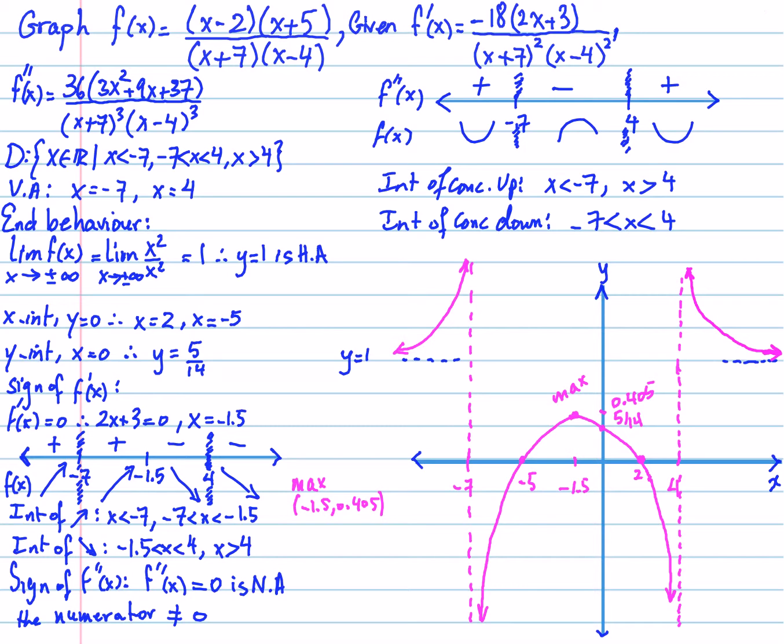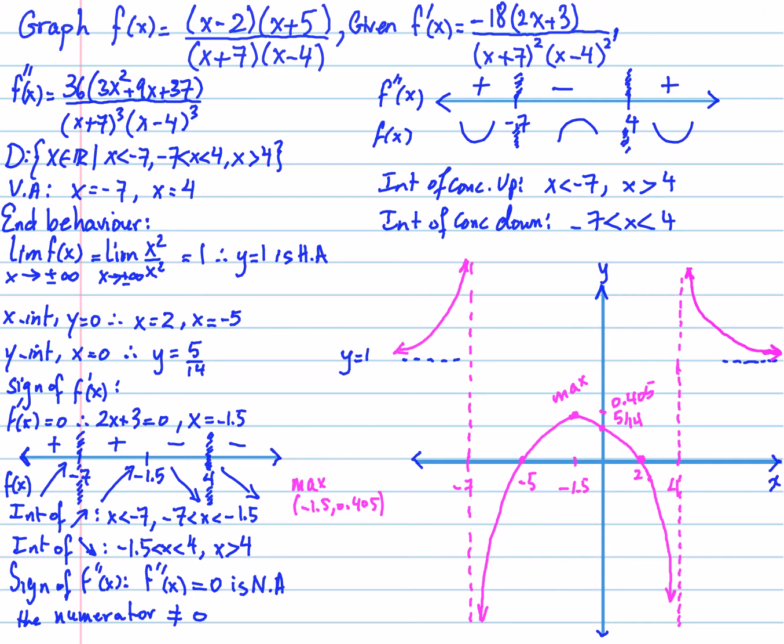The end behavior, the limit of the function as x goes to positive and negative infinity, as you can see, is 1. Therefore, y equals 1 is a horizontal asymptote. As for the x-intercepts, where y is 0 or the function is 0, the numerator has to be 0. So x minus 2 has to be 0, and x plus 5 has to be 0. Therefore, the x-intercepts are x equals 2 and x equals negative 5. The y-intercept, we can find it by setting x equal to 0, and therefore y is 5 over 14.